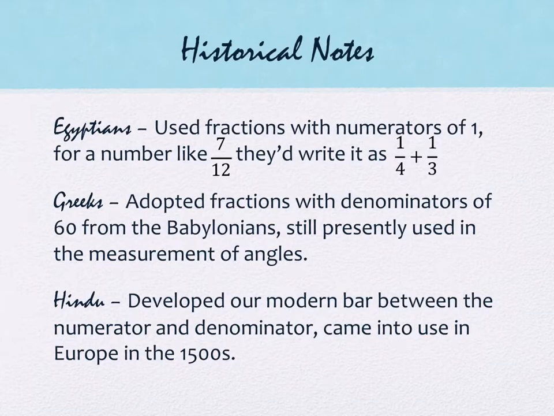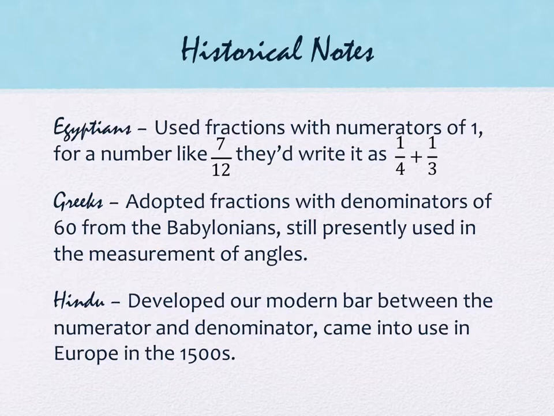Fractions have been around a really long time. The Egyptians actually first used fractions, and theirs were very interesting. Their fractions all had numerators of 1. So in order to write the number 7 over 12, they wouldn't have written it as 7 over 12. It would have been written something like 1/4 plus 1/3. The numerator has to be the number 1. So that's kind of a different way of thinking about it.